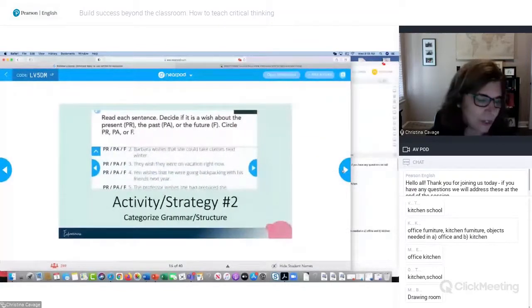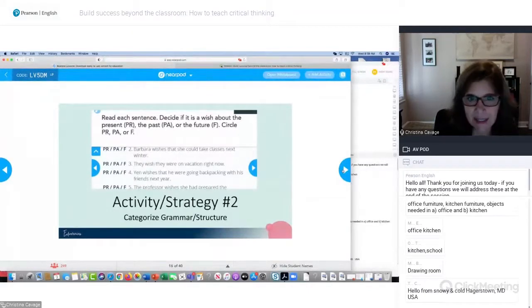You can also do it with grammar structure. Here's an example where students have to read the sentence and decide if the wish is about the present, the past, or the future. So again, getting students to categorize, notice, and identify.